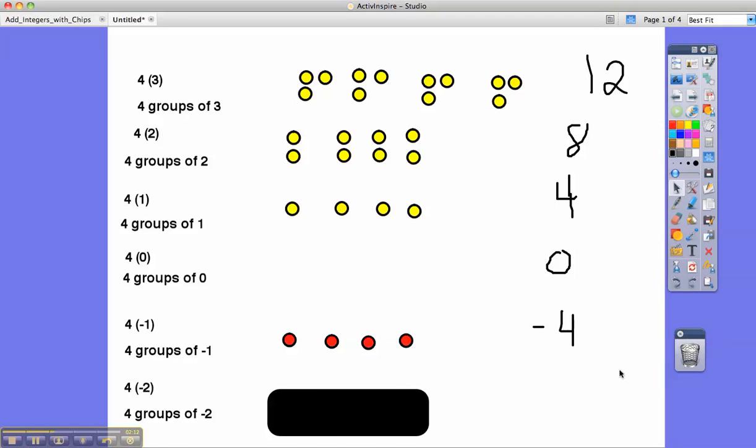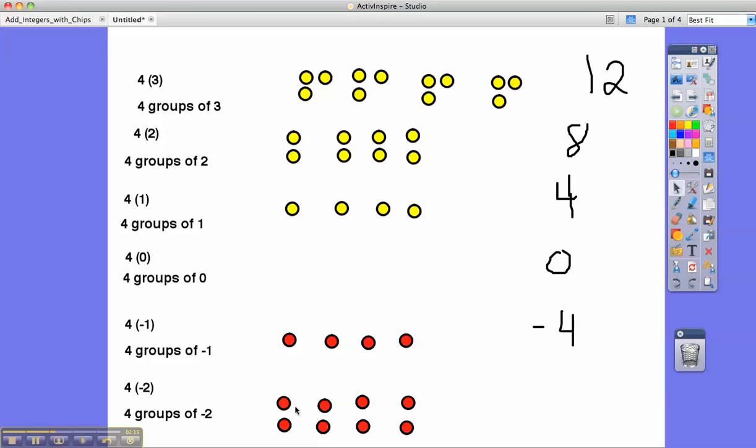So 4 groups of negative 2, we'd have 4 groups, negative 2 in each, would be negative 8. So anytime we are multiplying a positive times a positive, we get a positive. A positive times a negative is just the negative of whatever it was supposed to be. So 4 times 2 is 8, and since it's positive 4 times negative 2, it's negative 8. The same would go if we had negative 2 times 4. It would be the exact same. It would still equal negative 8.